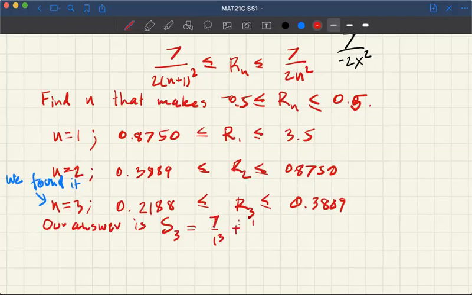Sorry, 7 over 2 cube plus 7 over 3 cube. It turned out to be, let me just put equal, 8.134. Yeah. Any question?